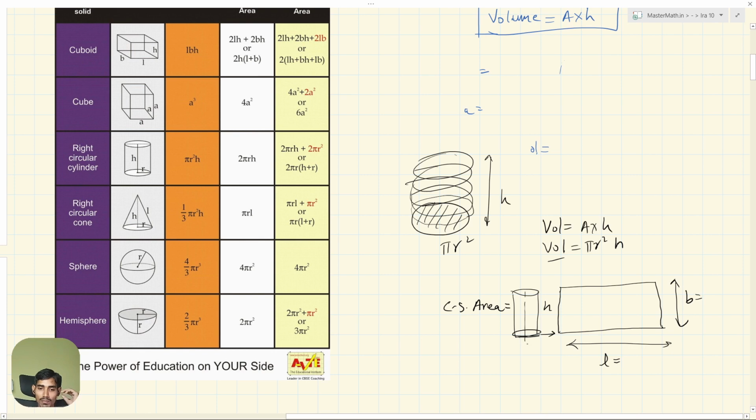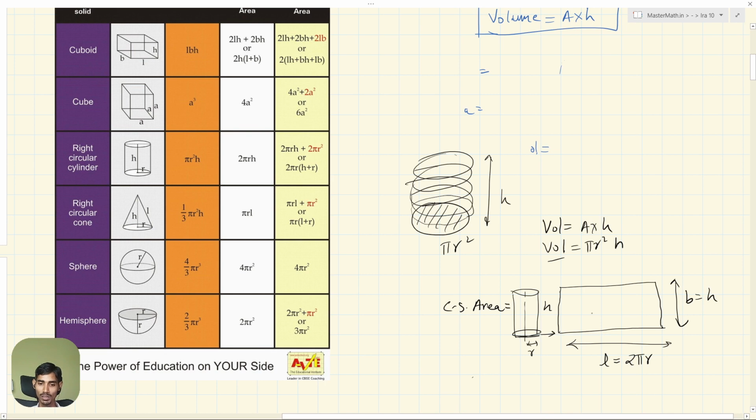L would be H. Are you sure? L is not H. We just opened it, unroll it basically. First tell me what is H, L or B? B. Circumference of circle. Yes, it's a circle. So what is the circumference, L or B? L is the circumference. Very good. L is 2 pi r and this is H, the height, same, B.